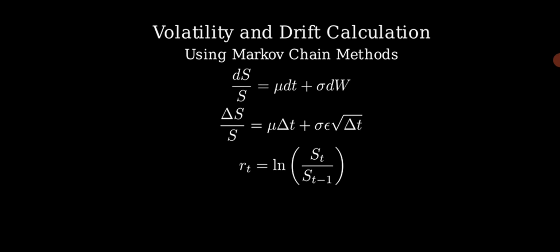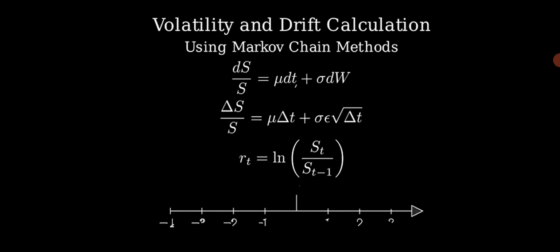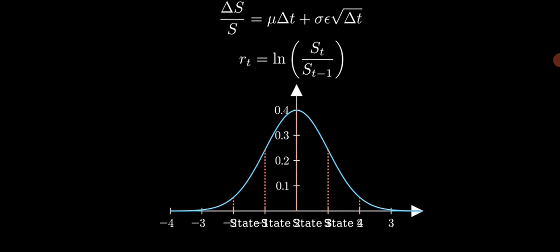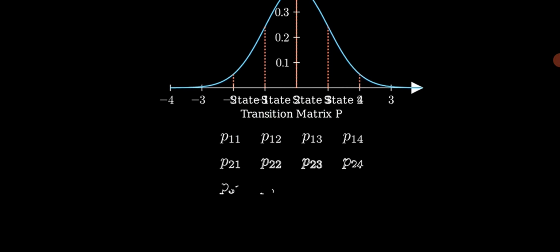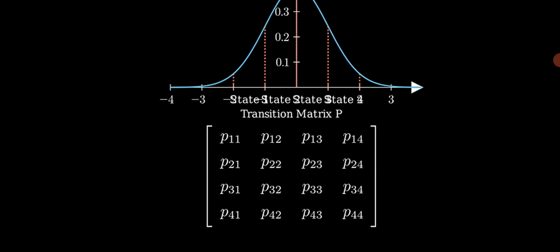Now, let's define our Markov chain state space. We'll discretize the returns into k states, typically using quantiles of the empirical distribution. Here's a visualization of how we might divide the return space into states. The key to our Markov chain approach is the transition probability matrix P. Each element P_ij represents the probability of moving from state i to state j in one time step. We estimate these probabilities from historical data by counting transitions between states.